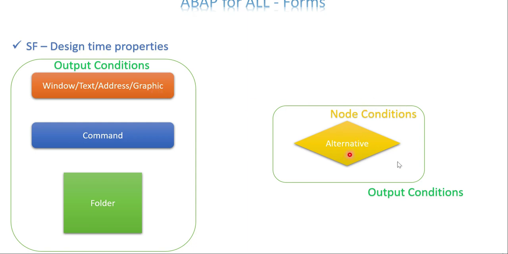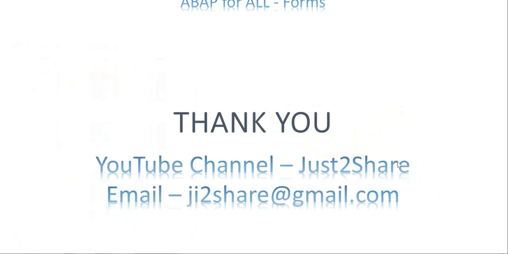Node condition is going to be a true or false condition. Along with the determination, you can have a design as well. So if the condition is true, you can have one design; if it is false, a different design. That is not possible in an output condition. Just make sure you understand the difference between node and output conditions. Simple. Anything else? No, that's it.